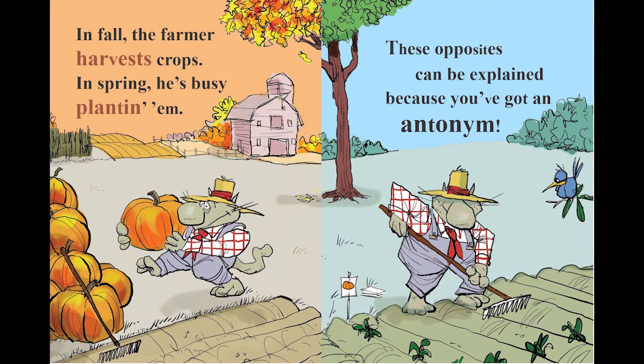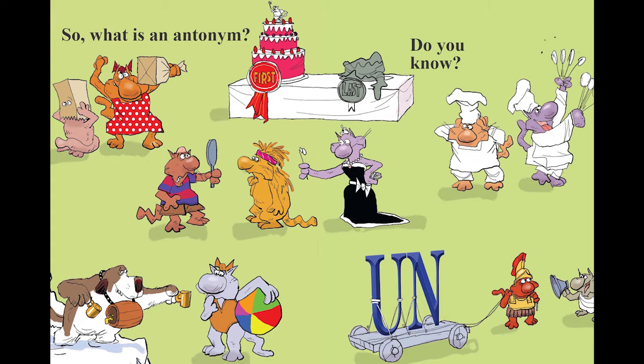In fall, the farmers harvest crops. In spring, he's busy planting them. These opposites can explain because you've got an antonym. So what is an antonym? Do you know?